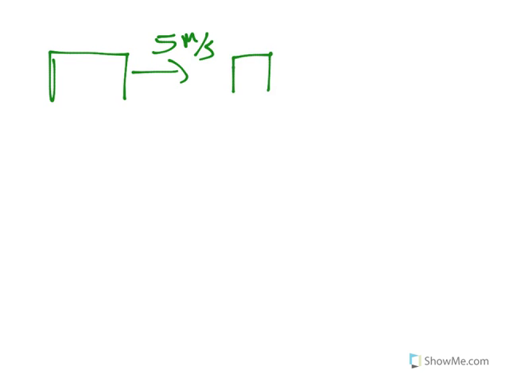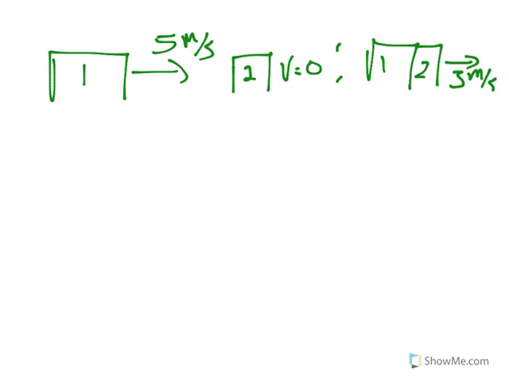Alright, so let's look at another problem. In this one, let's say that we have glider 1 coming in at 5 meters per second, and glider 2 is stationary initially. So we don't know what glider 2 is, but glider 2 has a velocity of 0. Now, they collide, and glider 1 and glider 2 are together, and they move with a velocity of 3 meters per second this way. What I'm going to tell you is that the mass of glider 2 is equal to 2 kilograms. What would need to be the mass of glider 1 to make this system work?